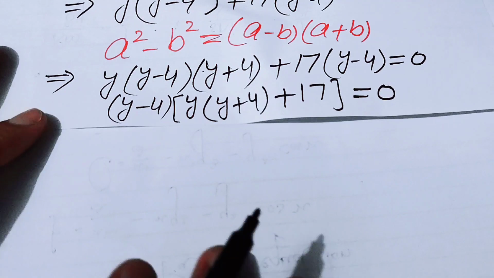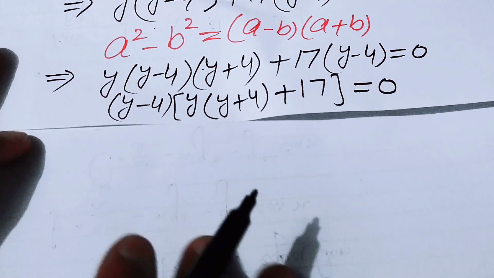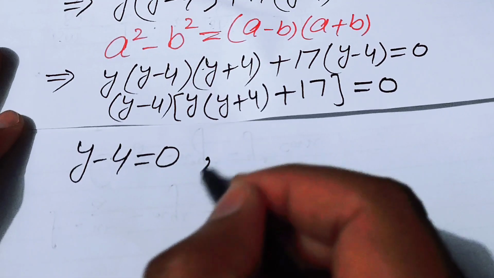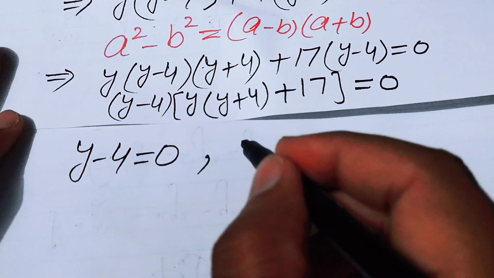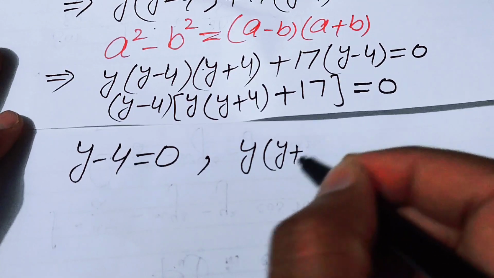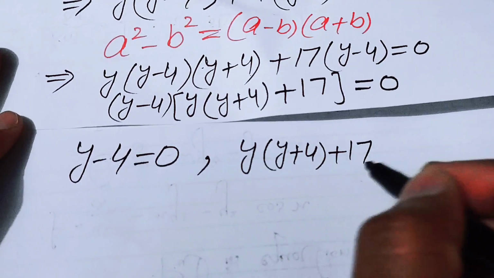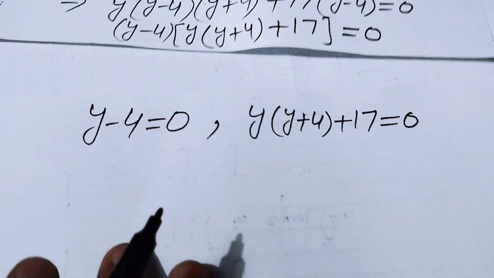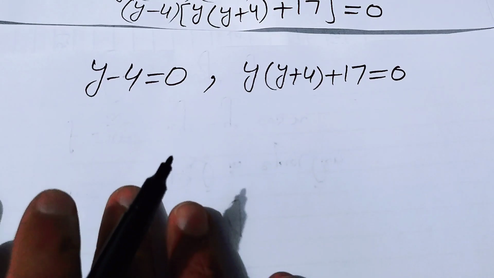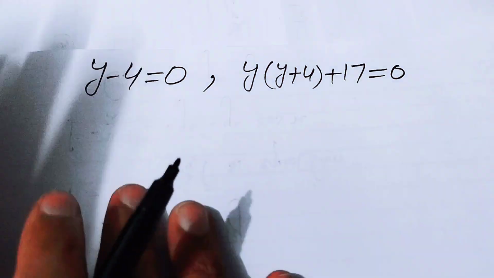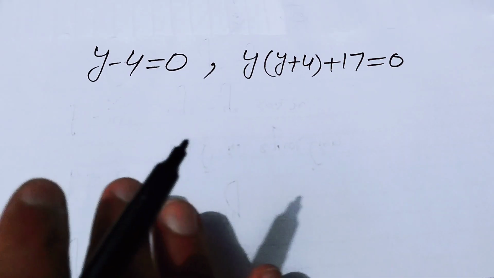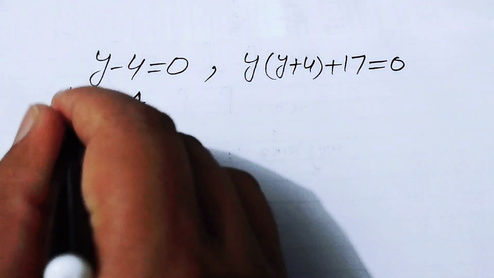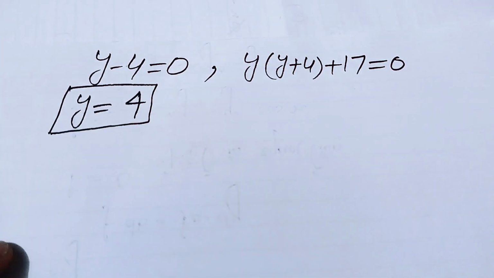After this step, we have two cases. The first case is we take y minus 4 is equal to 0, and the other case is we take y times (y plus 4) plus 17 is equal to 0. First I can simplify case number 1, and you get y is equal to 4. It is the first root of the cubic equation.